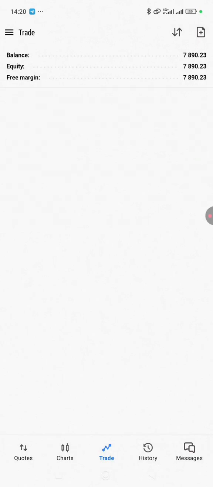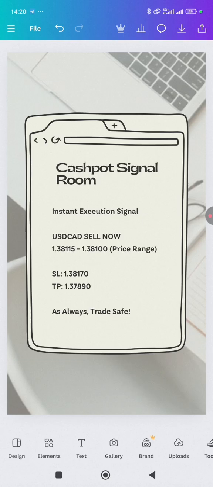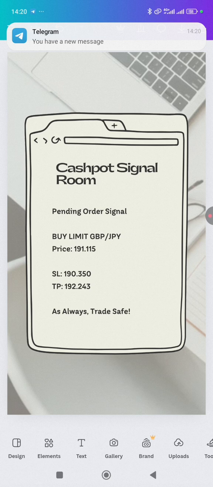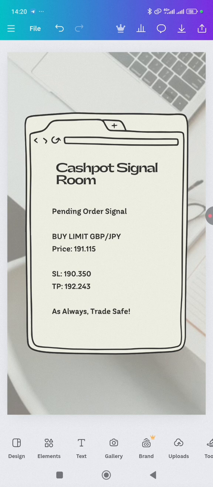So now let's go to the next order type that we want to consider. So now we have the buy limit. That's a pending order signal, and we have two types of it. We have buy limit and sell limit. So let's deal with the buy limit first. Now this signal says pending order signal, buy limit JPY at price 191.115, then stop loss at 190.350, and then take profit at 192.243.